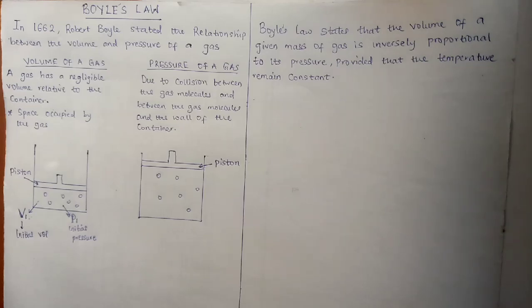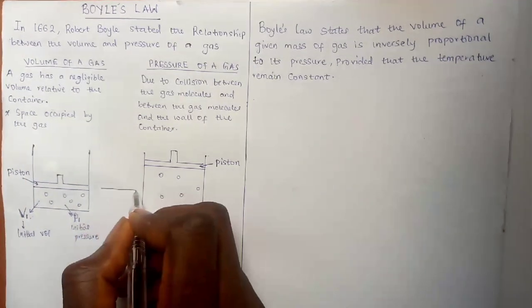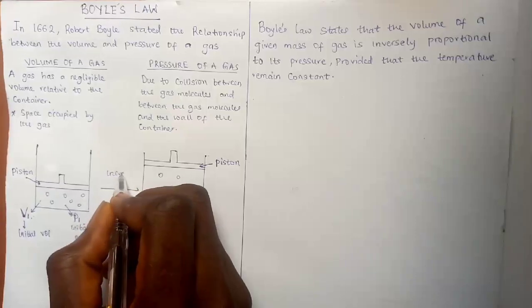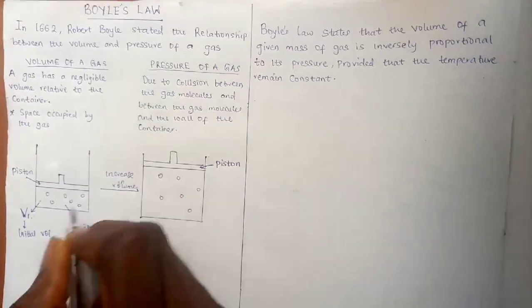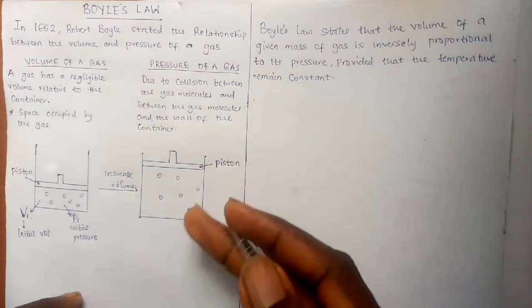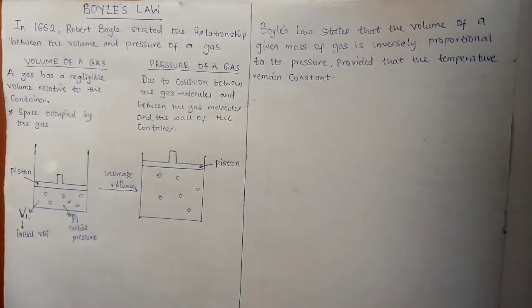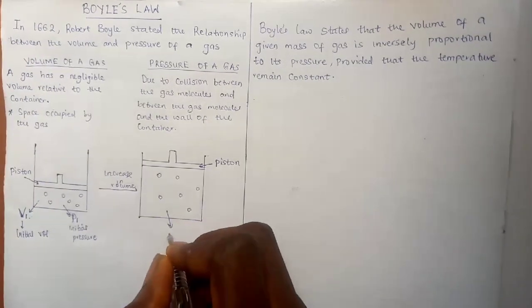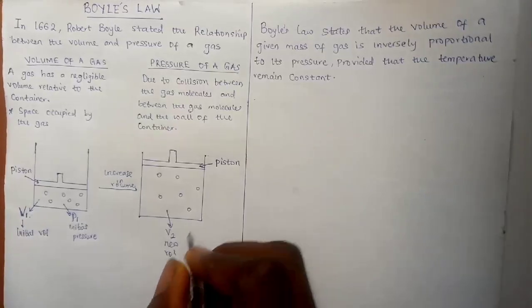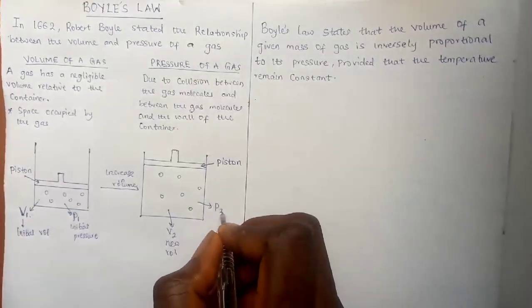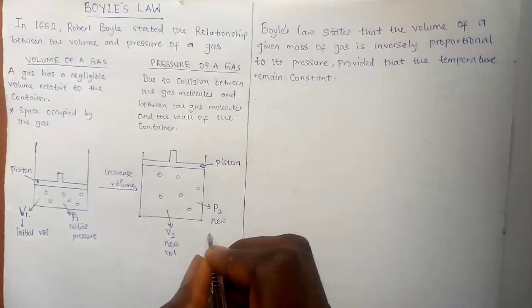So what do we notice here? What can we derive from this? We can see that an increase in volume of the gas results in a decrease in the pressure of the gas. Likewise, a decrease in the volume of the gas will result in an increase in the pressure of the gas. So we can call V2 the new volume and P2 the new pressure.